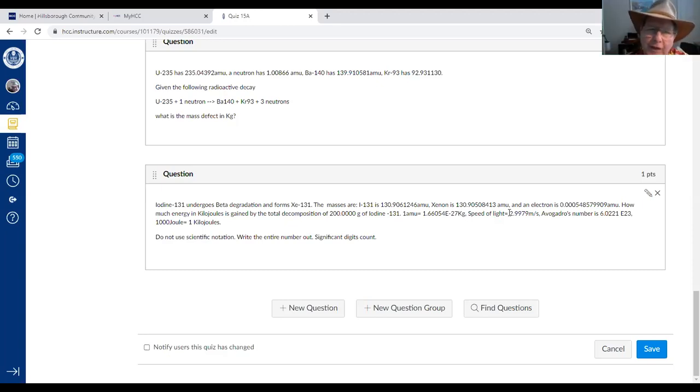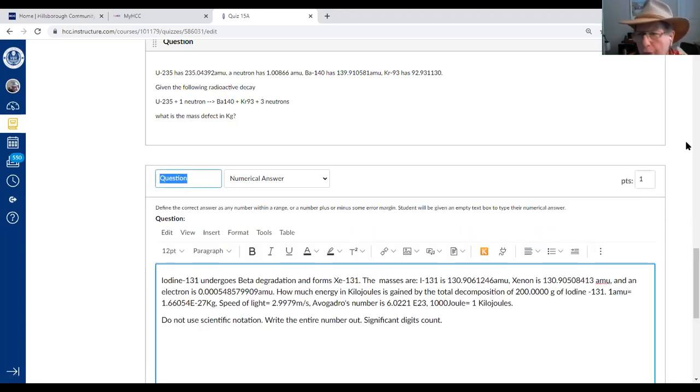But that is the energy for one atom. Okay? What you have to do is multiply that by Avogadro's number to get the amount of energy per mole. Then you have to convert the 200 grams of iodine into moles and multiply that by the kilojoules per mole. Okay, so wait, you convert the iodine to... Okay, let's go ahead and do this, okay?